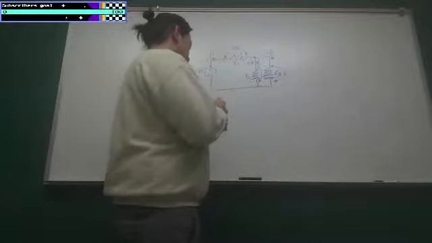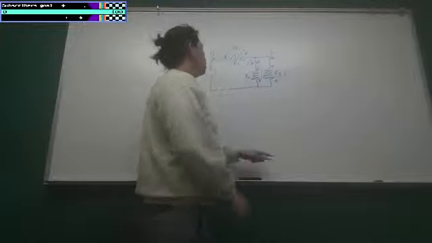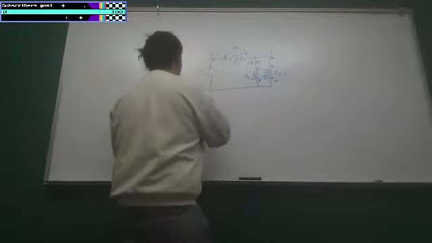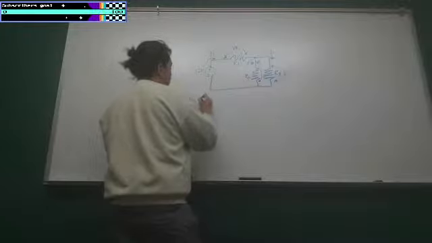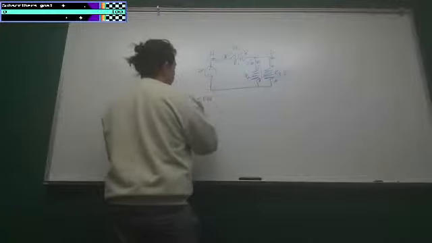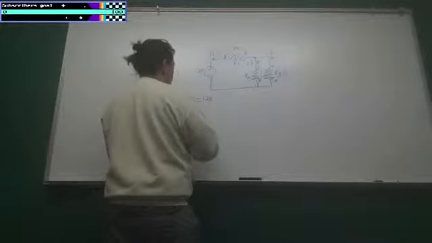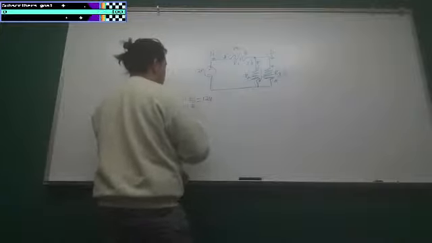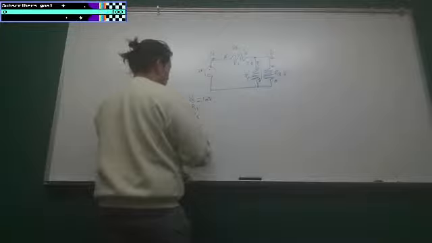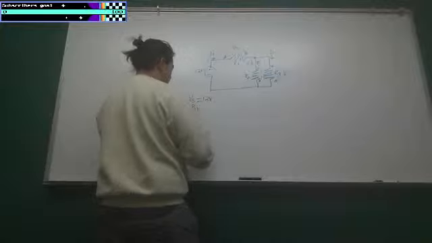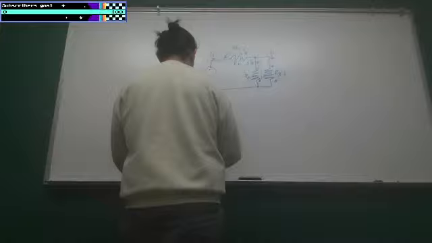All right. This is our parallel circuit. So we know our VS is going to be 12 volts. Our resistor 1, resistor 2, resistor 3, our I1, I2, I3, and then we have VR1.